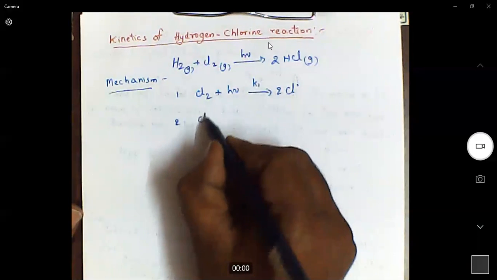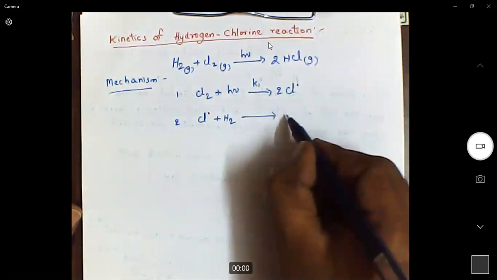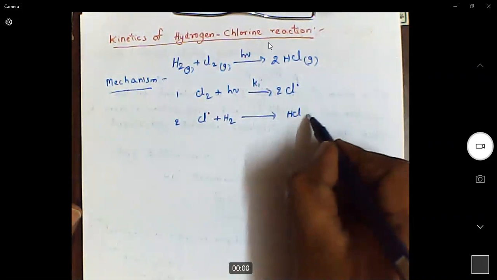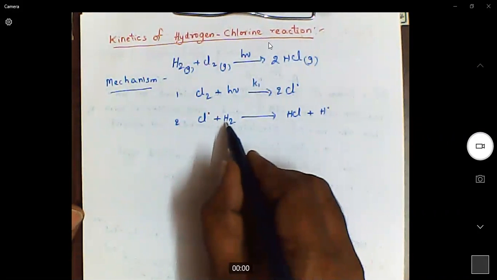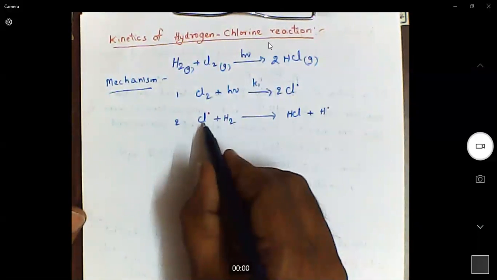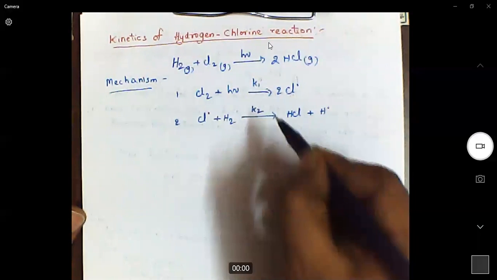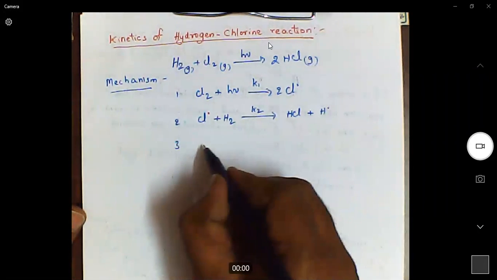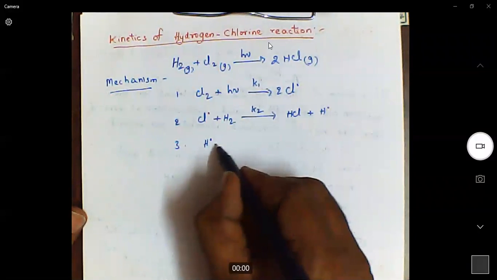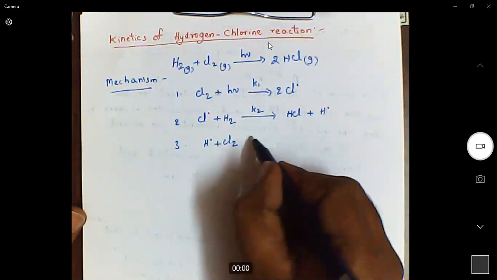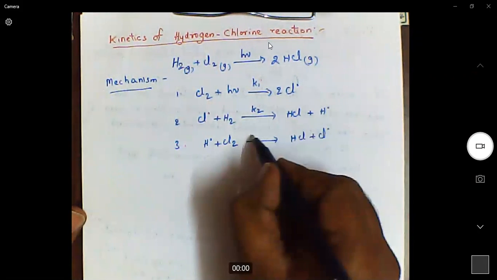In the second step, this chlorine radical will react with hydrogen molecule to give HCl gas plus a hydrogen radical. So hydrogen has two hydrogen atoms. One hydrogen atom will combine with Cl to give HCl. Another hydrogen will remain as radical. The rate constant is K2 for this reaction. In the third step, the generated H radical from the second step now reacts with the chlorine gas and generates HCl and Cl radical.